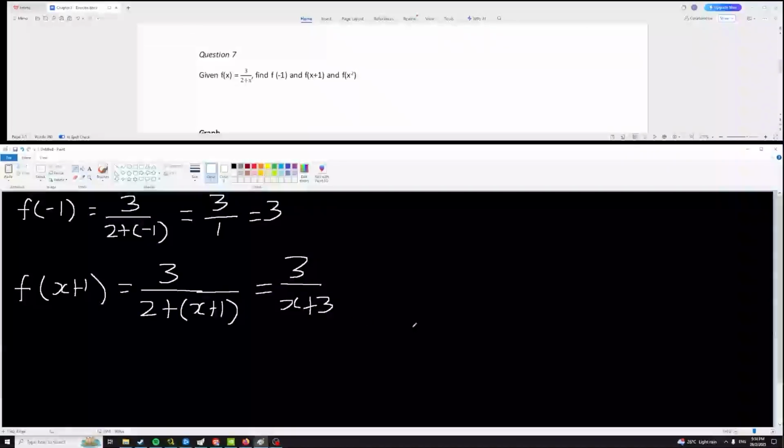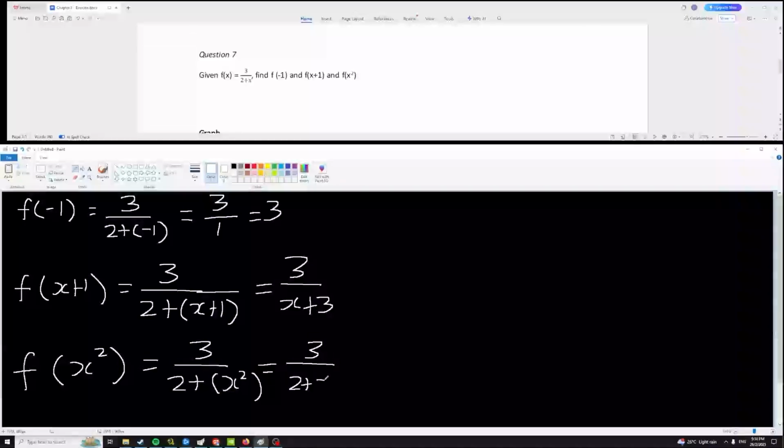Then the last one is x to the power 2, 3, 2 plus x. Okay, this is basically the answer. So that is the answer for question number 7.